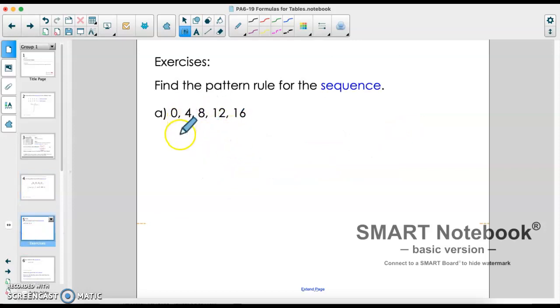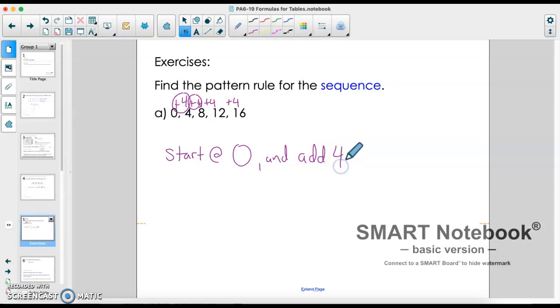We're going to be asked to find the pattern rule for this one. So each time, 0 to 4 is plus 4, 4 to 8 is plus 4. I know I'm supposed to be drawing circles around them. 8 to 12, also plus 4. So we're identifying that we're adding 4 every time, right? So our pattern rule for this one would be to start at 0 and add 4. That's going to be our pattern rule.